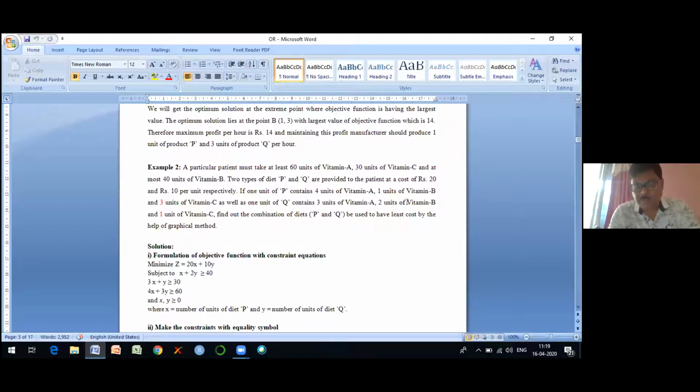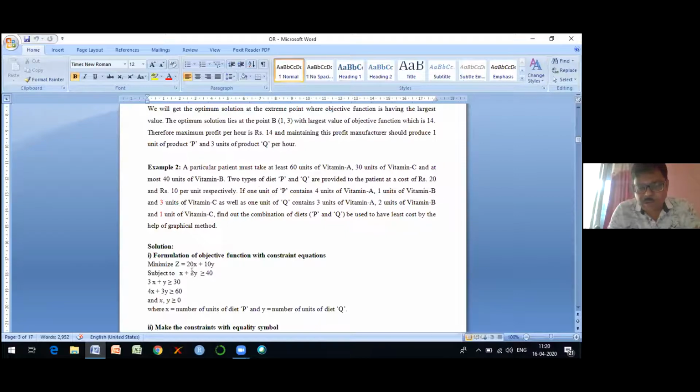Now we are coming to vitamin B. How much vitamin B are we getting from product P? 1 unit of vitamin B. And from product Q, 2 units. So 1 and 2, right? Therefore, we can write x plus 2y, and the requirement of vitamin B is written as at most. Just remember this point, at most. And for vitamin A it is written at least. These are opposite words.